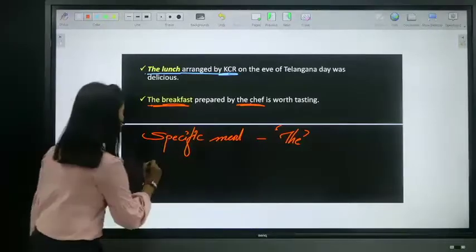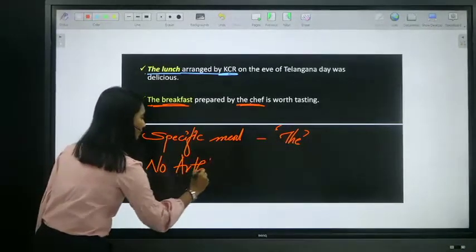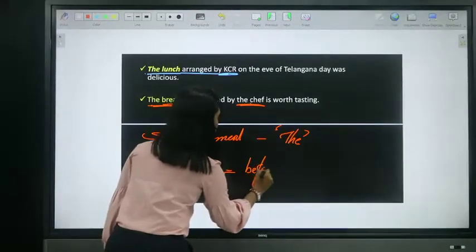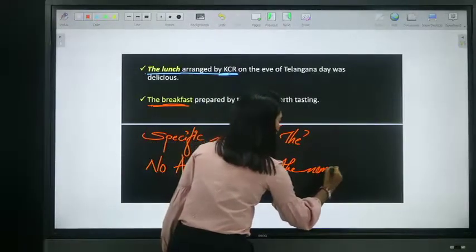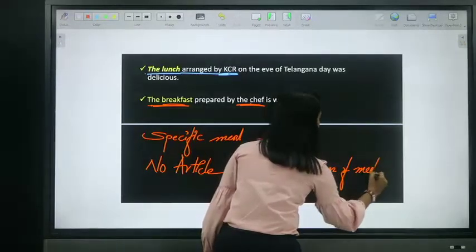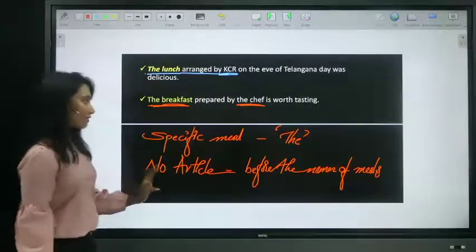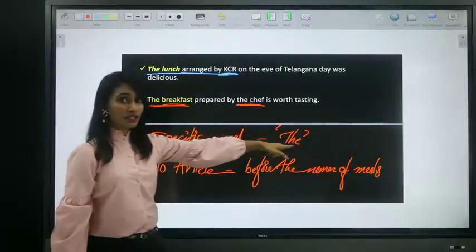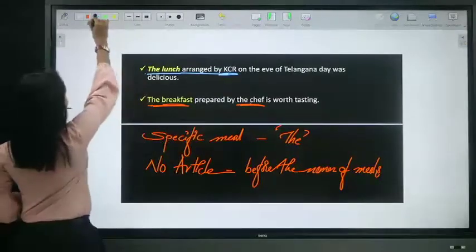Generally, no article is used before the names of meals. We should not use any article before the names of meals. However, when we specify or particularize a meal, use the definite article the. So, I hope it is clear. Let's move on to the next one now.